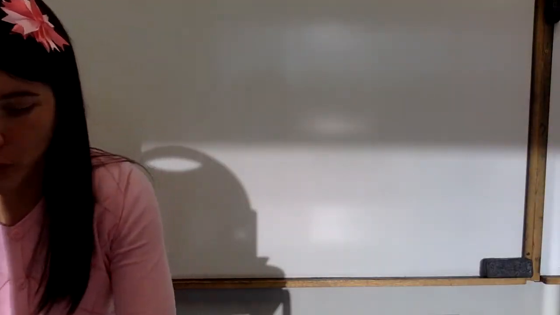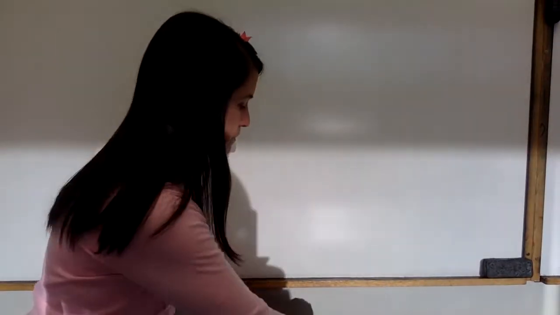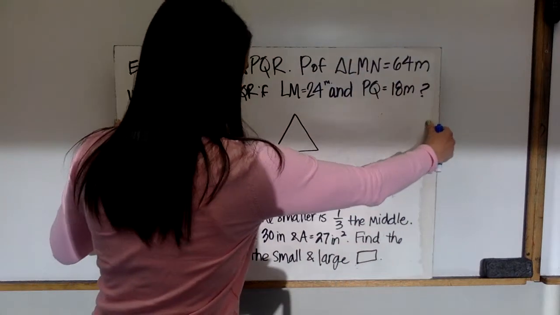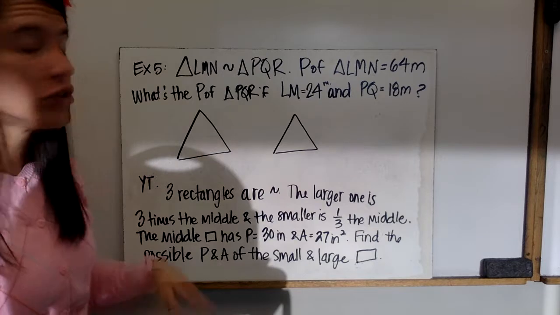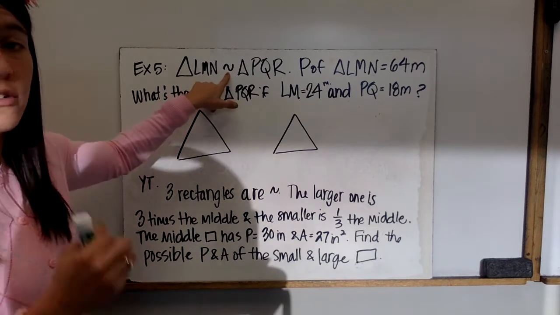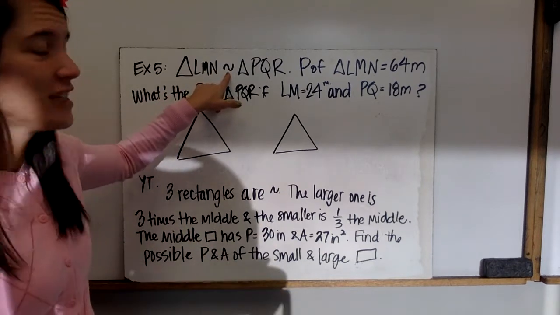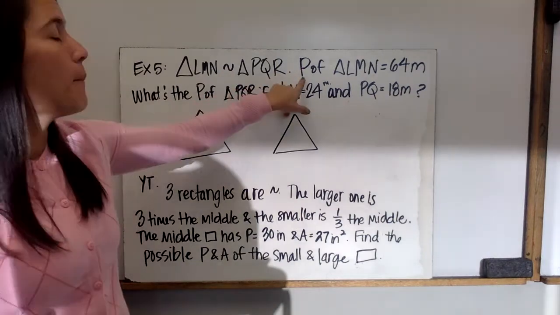Okay, examples 5 and 6. Okay. Example 5, triangle LMN is similar, remember this symbol means similar, to PQR.